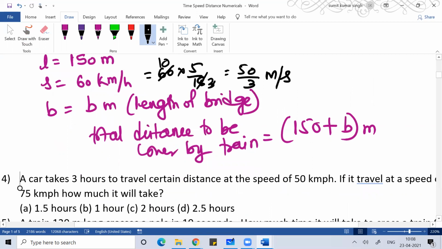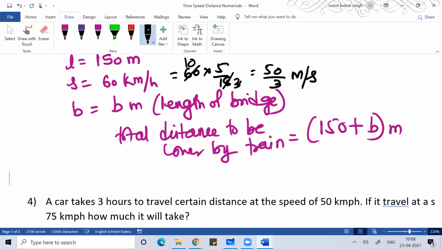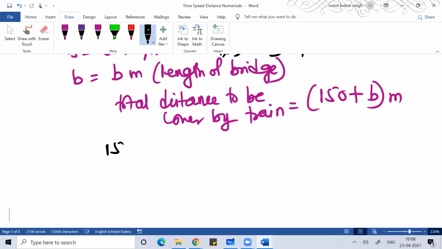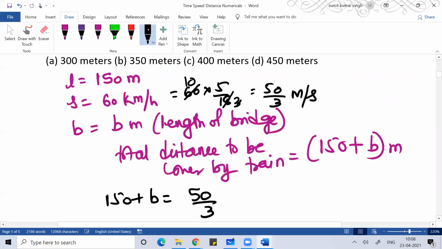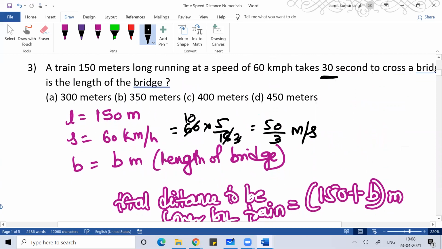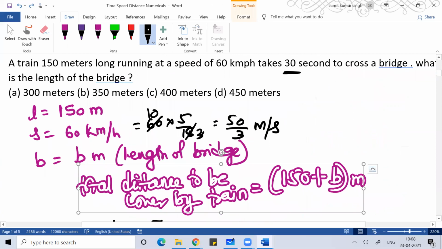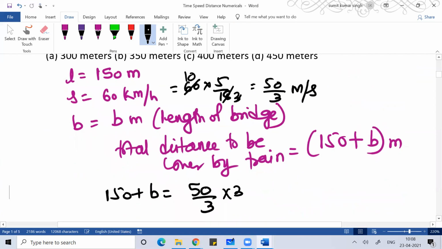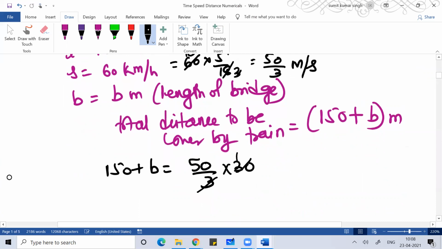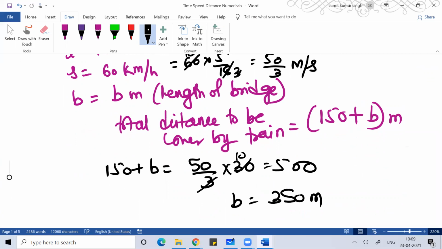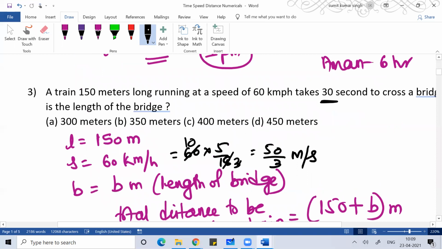So I just need to use the formula to get my answer. The distance the train covers is 150 plus b. The speed of train is 50 by 3 meter per second. And the time the train is going to take is 30 seconds. So you just need to solve this. You'll get 500. So the length of the bridge you will get is 350 meters. Any doubt? You can easily solve them.